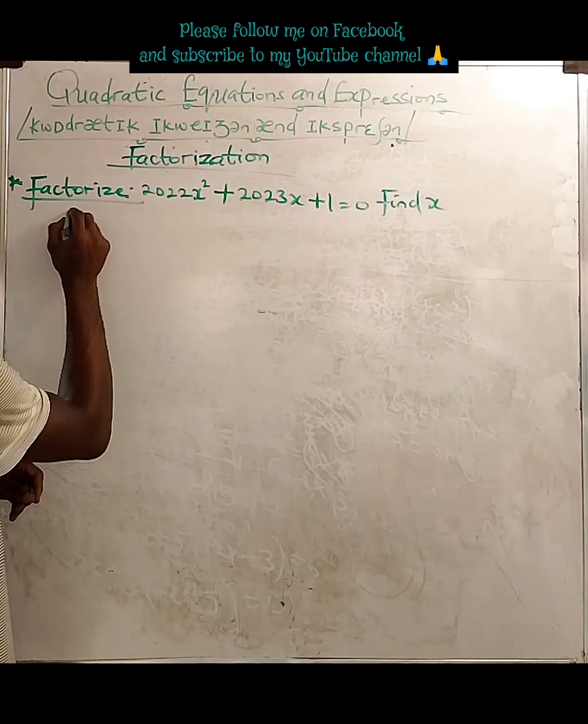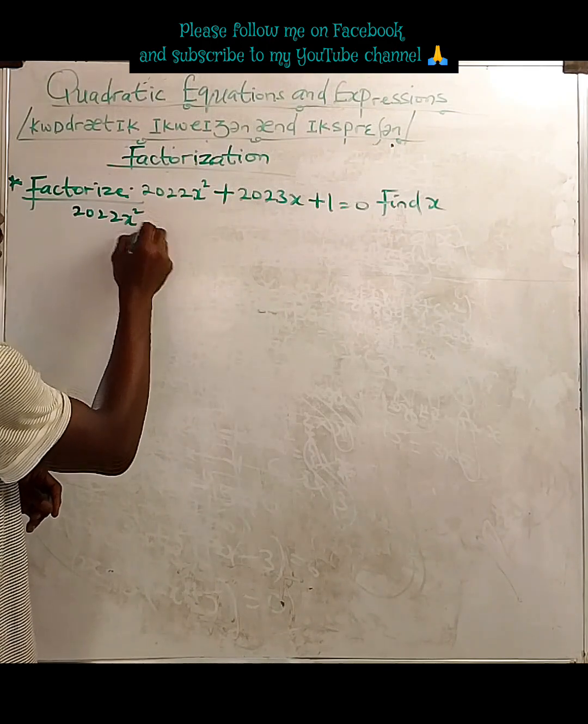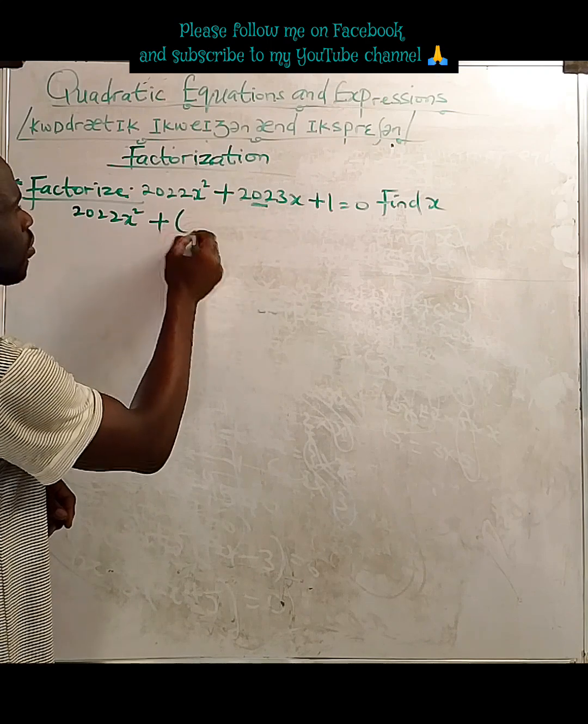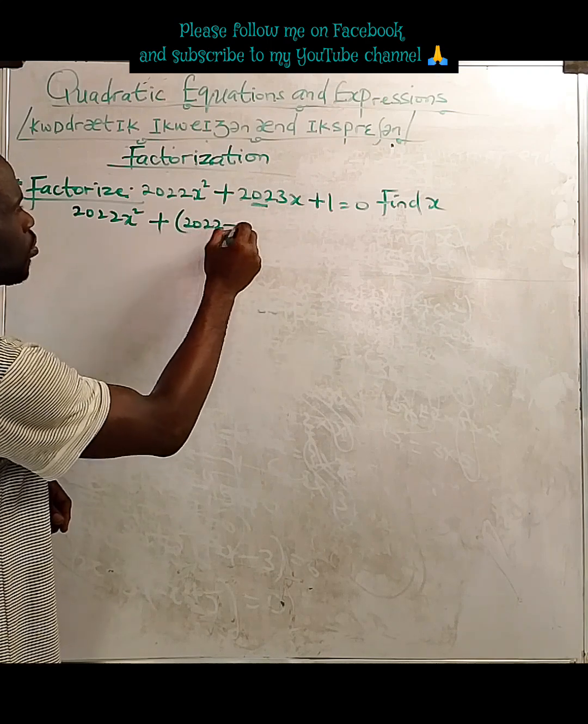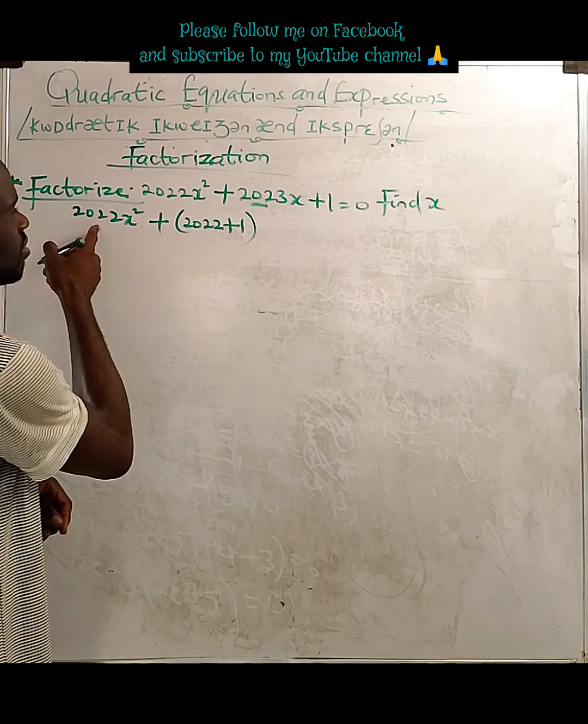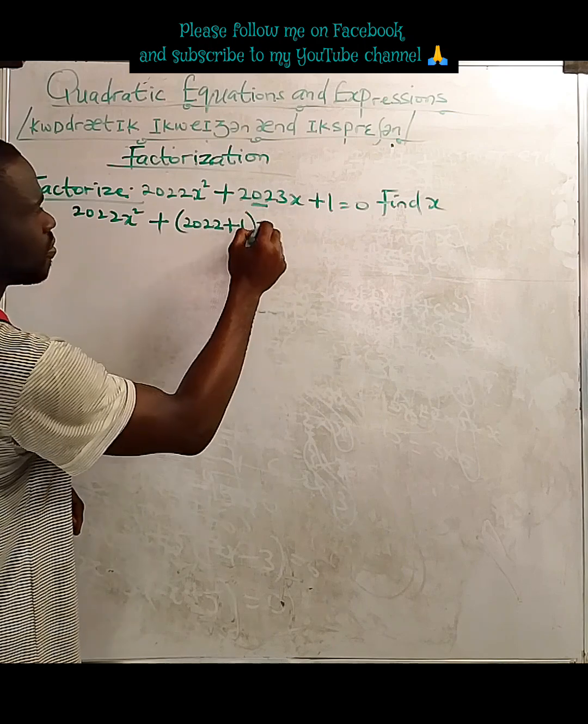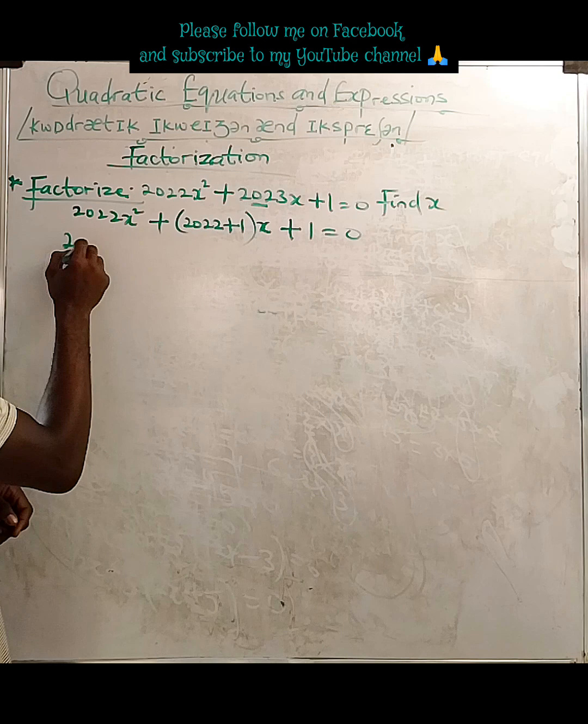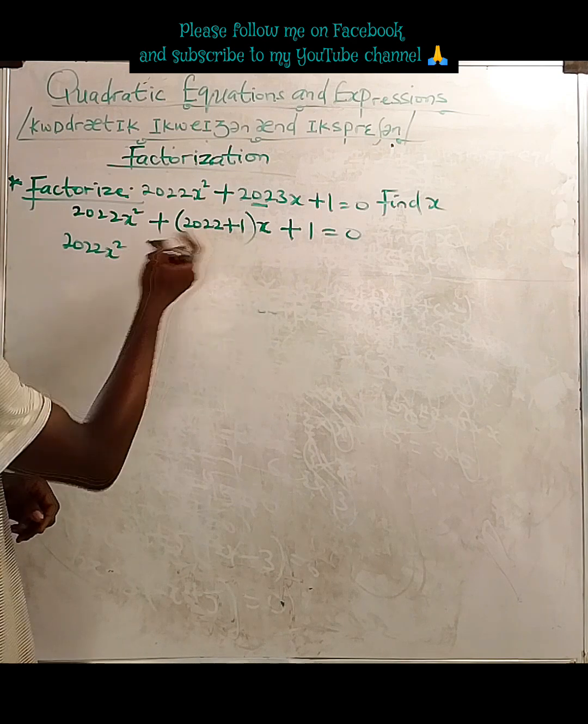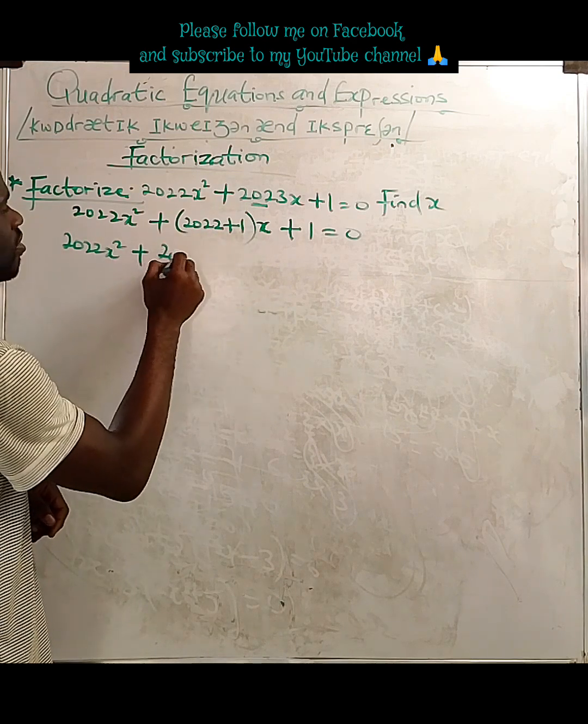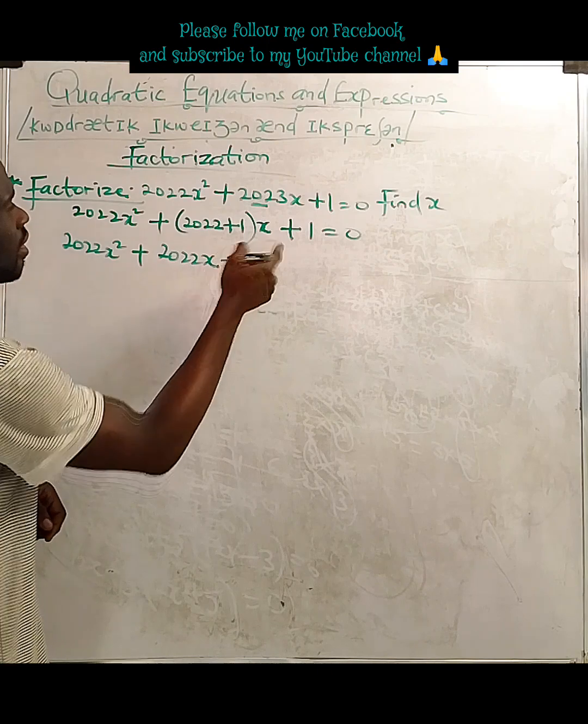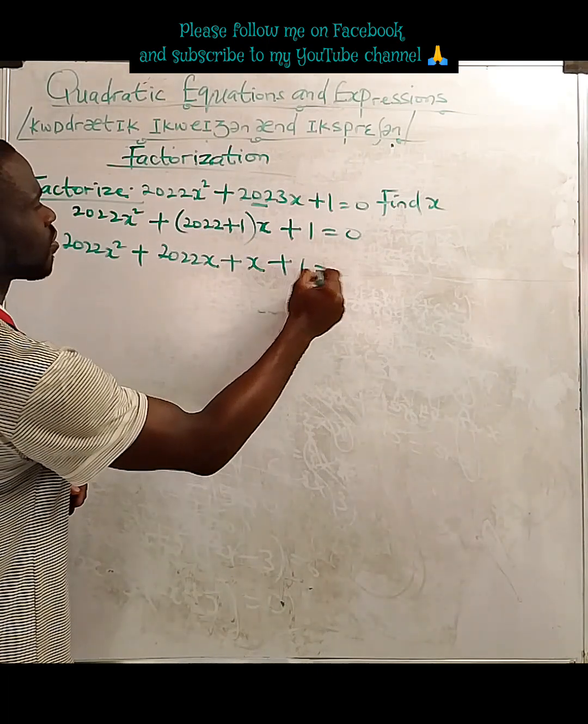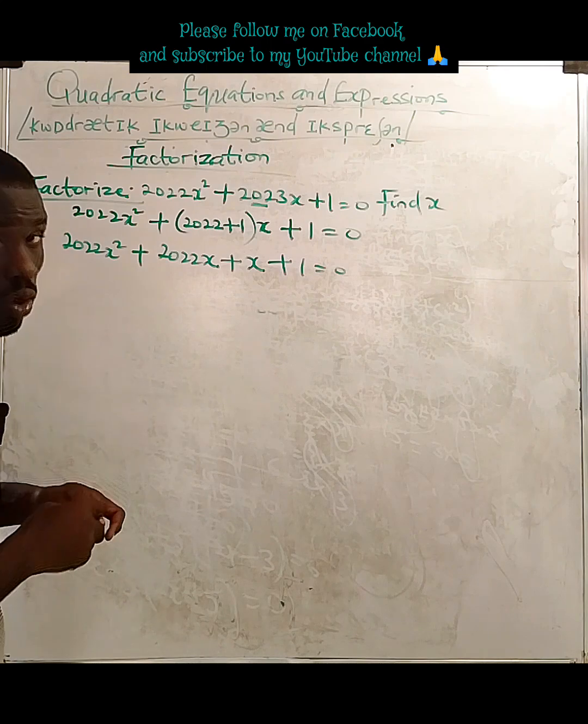So first of all, let's write out this 2022x squared plus, now if you take a closer look at this, 2023, we can assume this to be 2022 plus 1. Try to make it the same with this. Then multiply with x plus 1 equals 0. So what do we do next? This 2022x squared, we open up the bracket plus 2022x plus x, that's x plus 1 is x, just open up the bracket, plus 1 equals 0. It's simple. We've got what we want already.